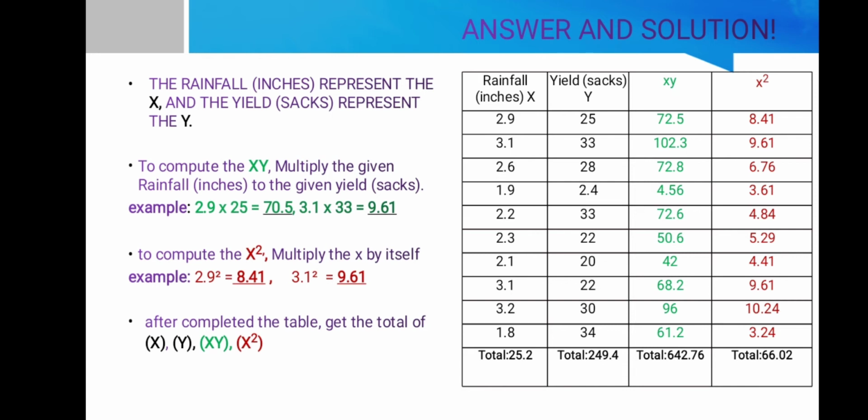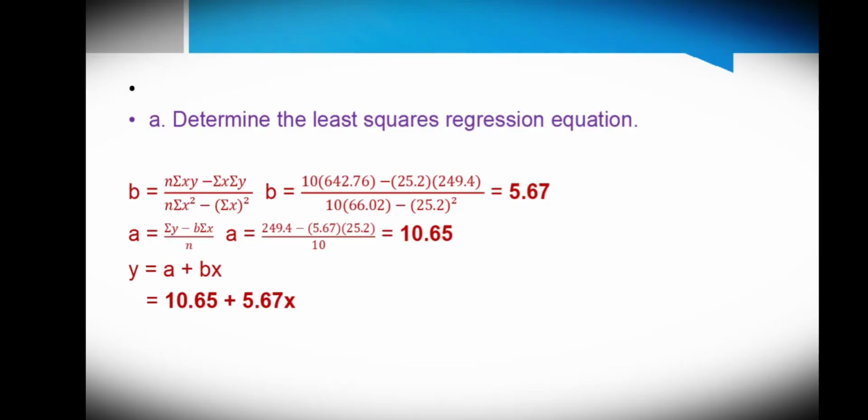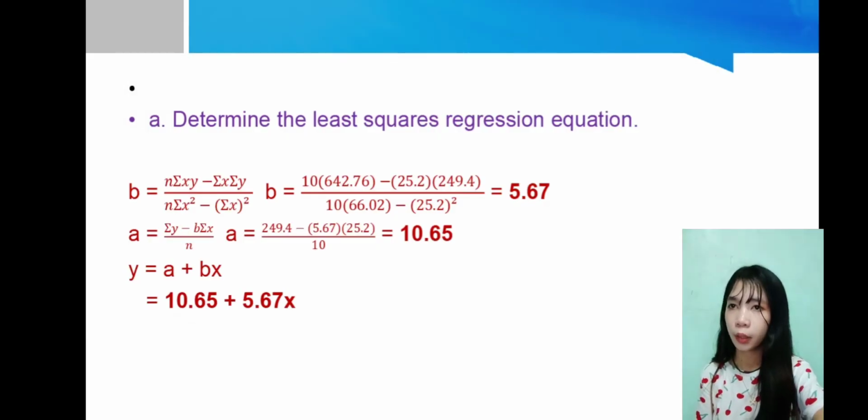After completing the table, get the total of X, Y, XY, and X squared. The total of X is 25.2. The total of Y is 249.4. The total of XY is 642.76. The total of X squared is 66.02. A. Determine the least square regression equation. The formula: b equals n summation of xy minus summation of x summation of y over n summation of x squared minus summation of x raised to 2.